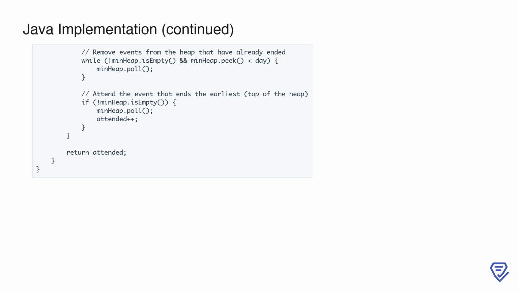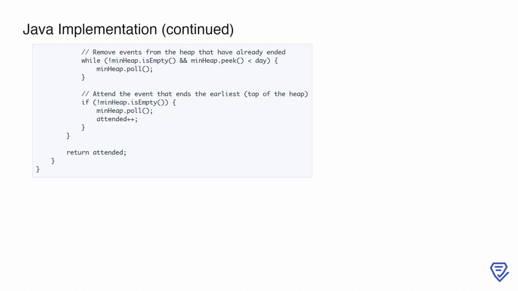Now, if the heap is not empty, we attend the event that ends the earliest, which is at the top of the heap. We simply remove it from the heap and increment our attended counter. By doing so, we maximize the number of events attended while adhering to the chronological constraints. Finally, after iterating through all the days, we return the total count of events attended. This approach ensures an optimal solution by prioritizing events with the earliest end times and efficiently managing overlapping events using the heap.